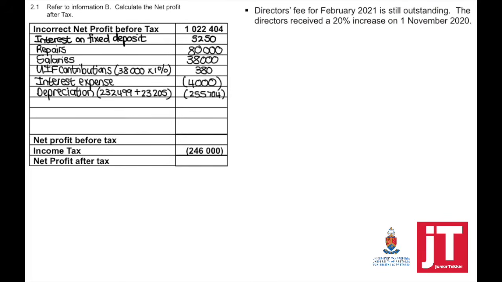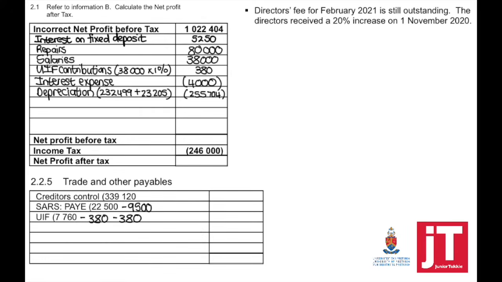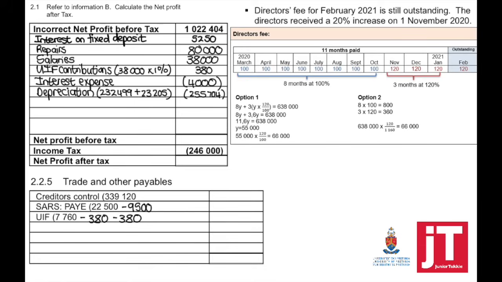Director's fee for February 2021 is still outstanding. The directors received a 20% increase on the 1st of November 2020. If director's fees are still outstanding, it means we need to take that to trade and other payables as accrued expense. Calculating the director's fees. I cannot take the total from the pre-adjustment trial balance and divide it by 11. Why? Because the directors received a 20% increase on the 1st of November.